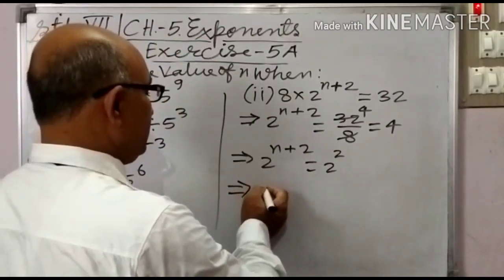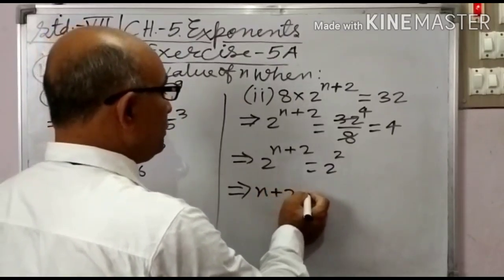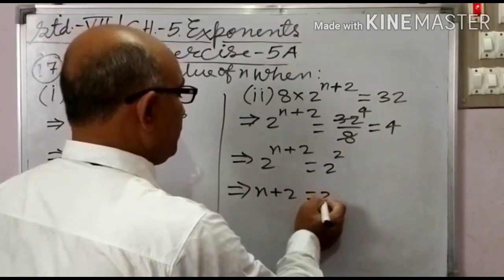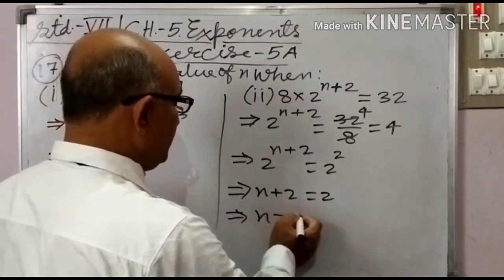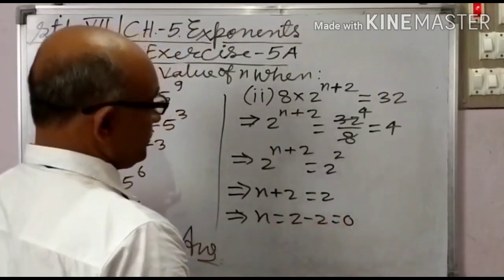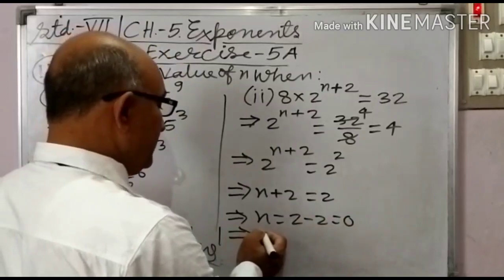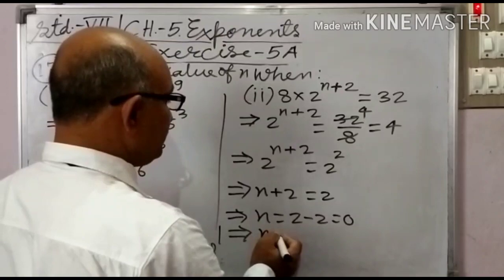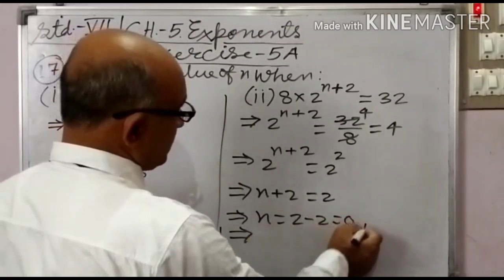That implies n plus 2 equal to 2. That implies n equal to 2 minus 2 equal to 0. That implies n equal to 0 is the answer.